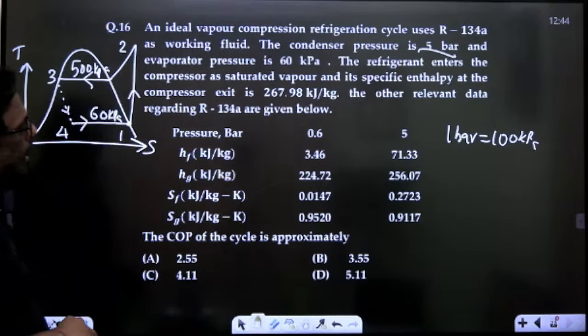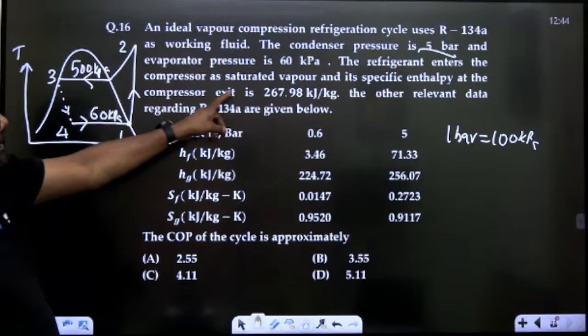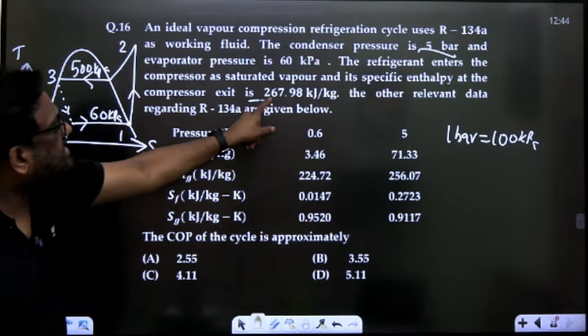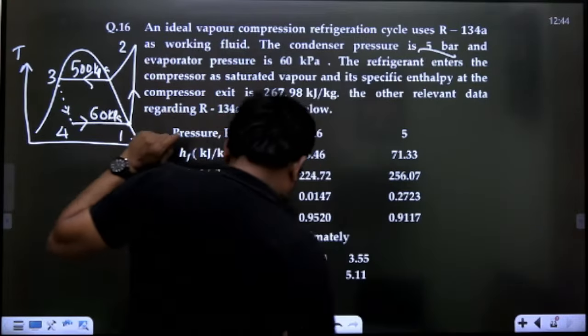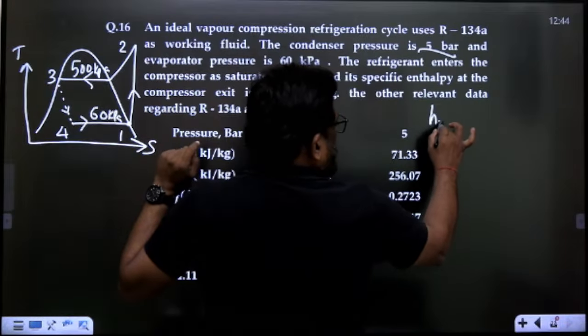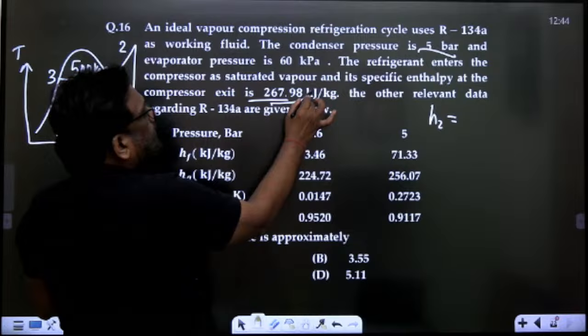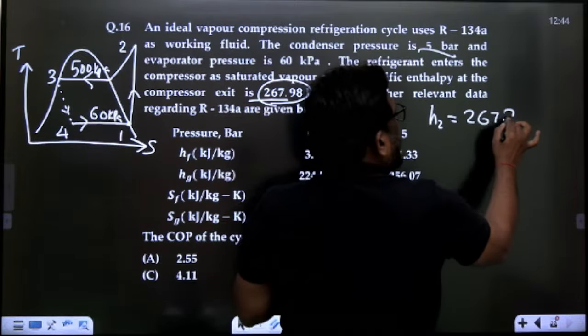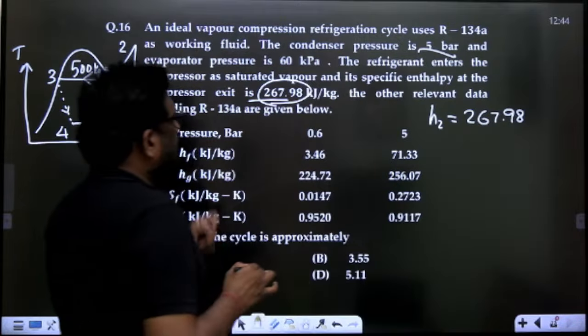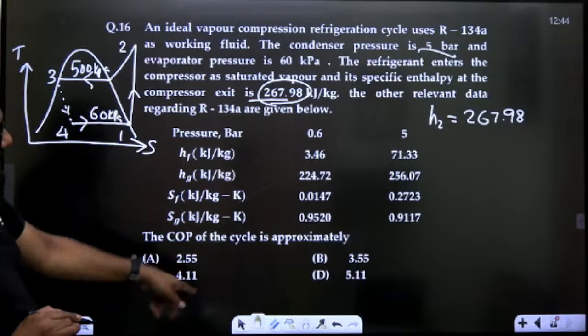Yes. And what else is given, sir? The enthalpy at the compressor exit. So directly the compressor exit enthalpy is given. H2 is given. What is H2? The enthalpy at the compressor exit is 267.98. Excellent, sir. And the other relevant data are also given.